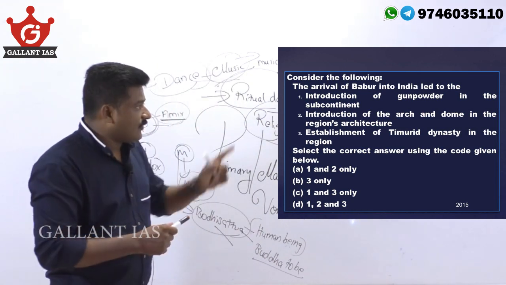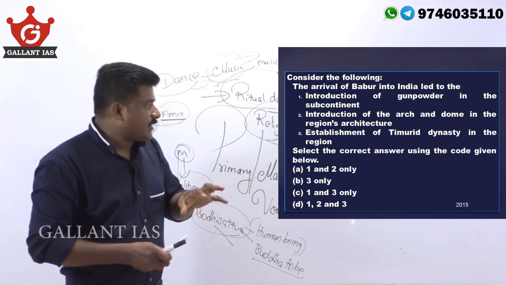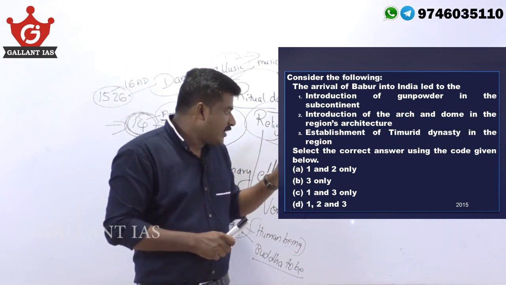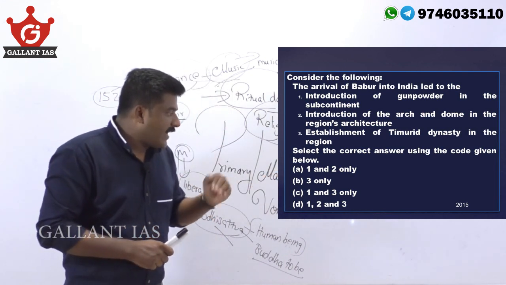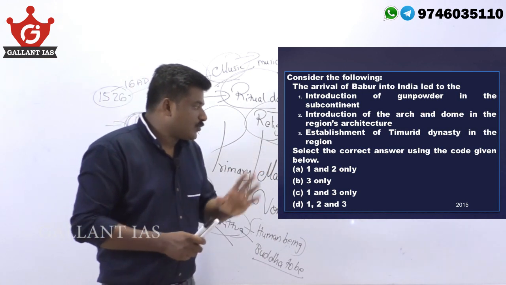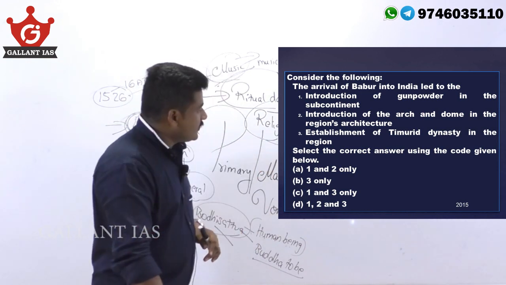That means you know that the first statement is wrong. Okay, the first statement is wrong. If the first statement is wrong, you will be eliminating choice A, choice C, and D. Among the answer codes, you see, A, C, and D you are eliminating, and you reach the answer, which is 3 only. Okay, which is 3 only.